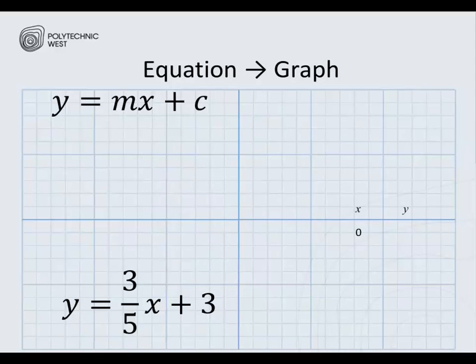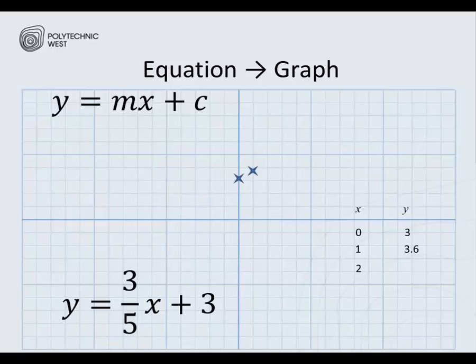If you're going from the equation to the graph, what you do is you plot a number of x, y pairs, a number of coordinates. I'll start with an x value of, say, 0, and I put that into my equation, y equals 3 over 5x plus 3, and I get 3. I'll try x equals 1, and I get 3.6.